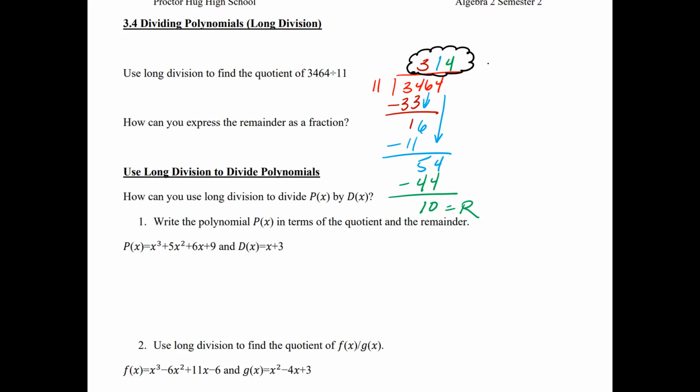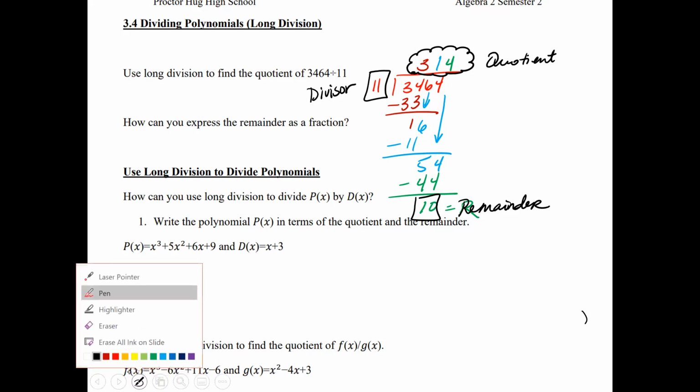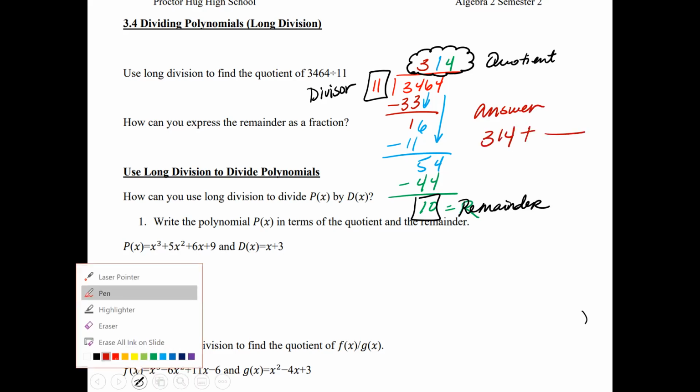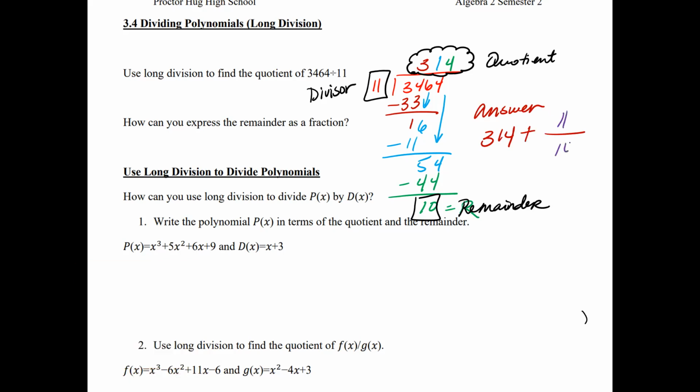So this right here is going to be your quotient. The quotient essentially is your answer, okay? This 11 is called the divisor, and this 10 is called the remainder, okay? So if you're like, well, Callahan, what's my answer? Your answer is going to be 314 plus, and it has to be in the form of a fraction, so it'll be 10 over 11. So it's always the remainder over the divisor. And this right here is your answer, you guys. Like that.